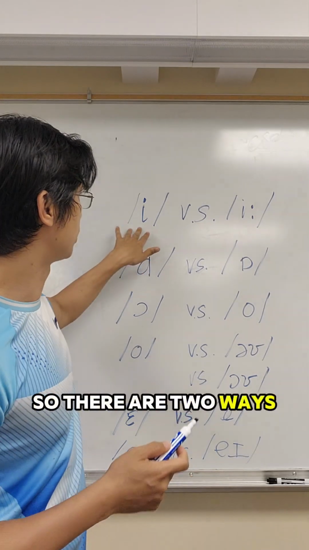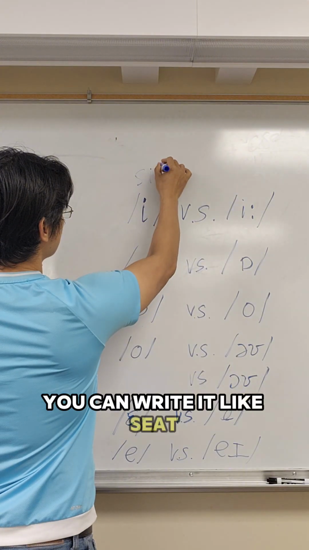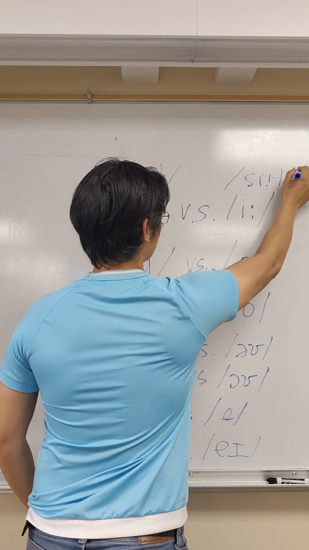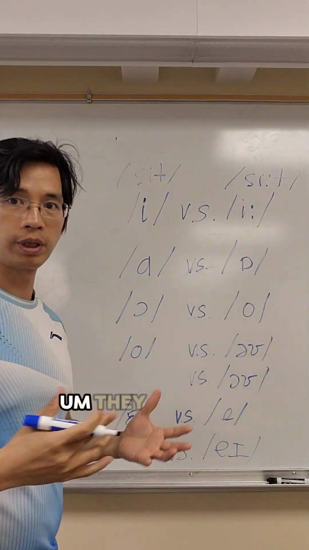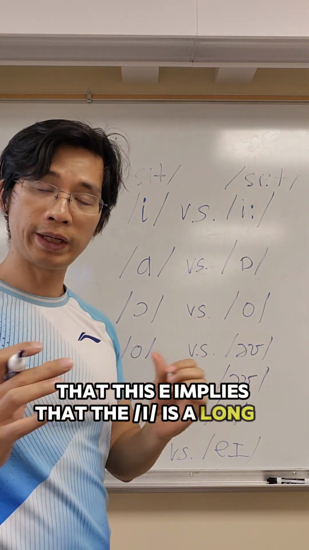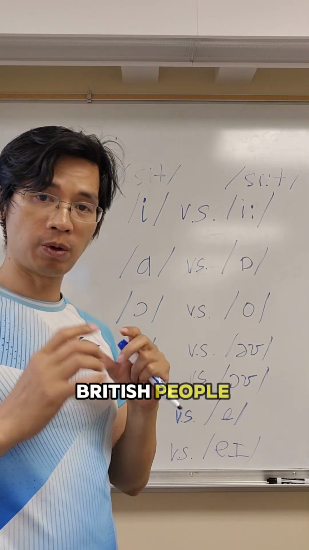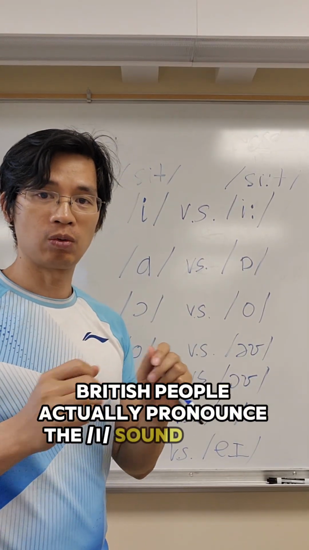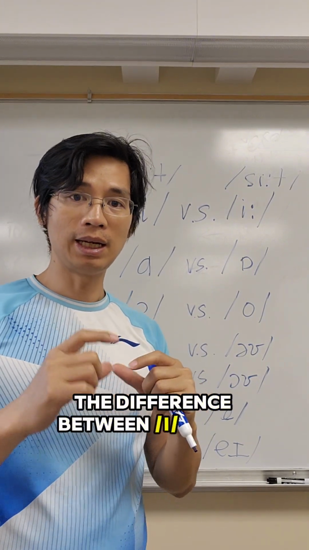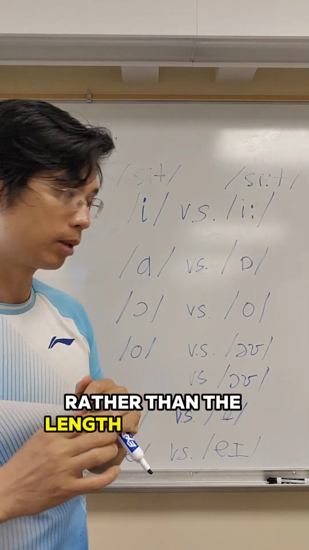So there are two ways of writing the word. For example, seat, you can write it like this, or you can write it like this. They are both correct. This colon implies that the E is a long E. This traces back to a long time ago, when British people actually pronounced the E sound longer, but now no more. The difference between E in seat and I in sit is the quality of the sound rather than the length of the sound.